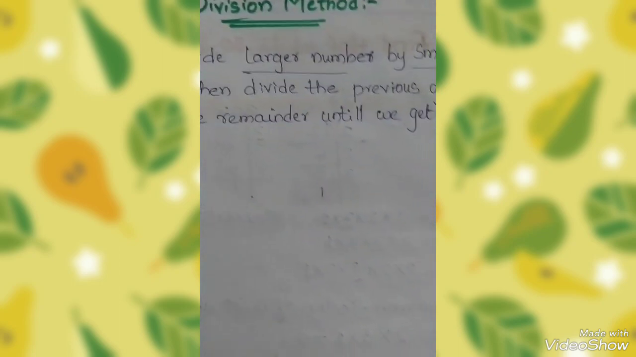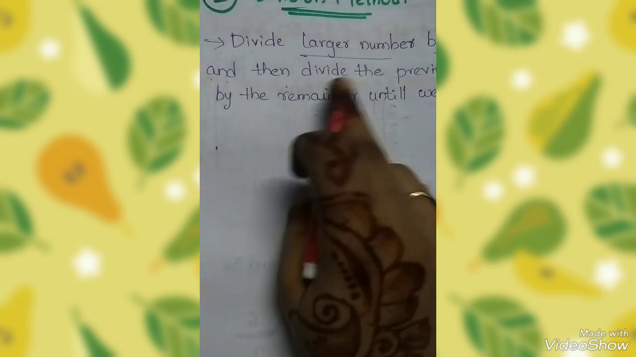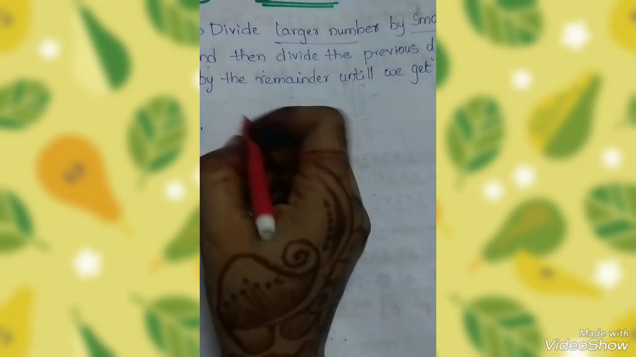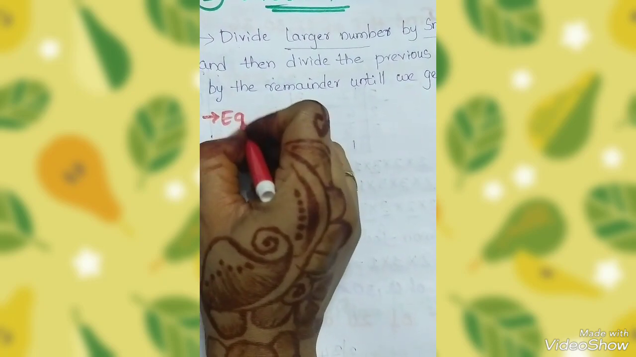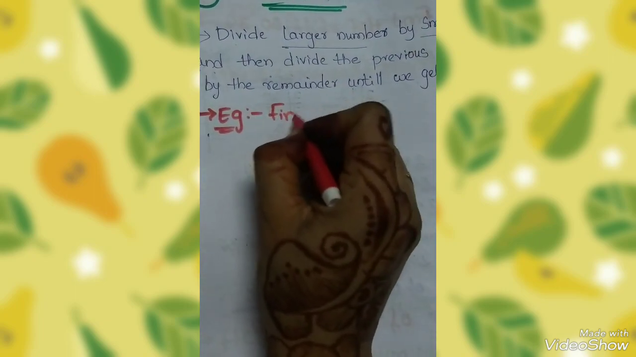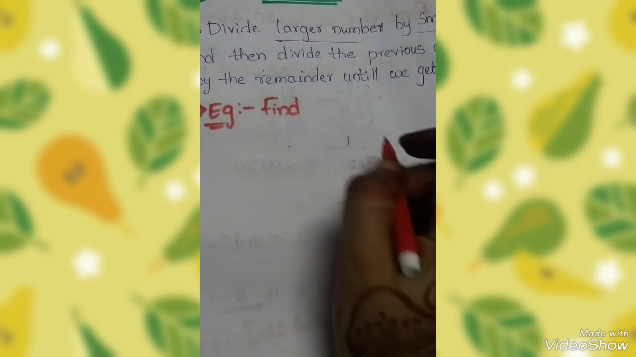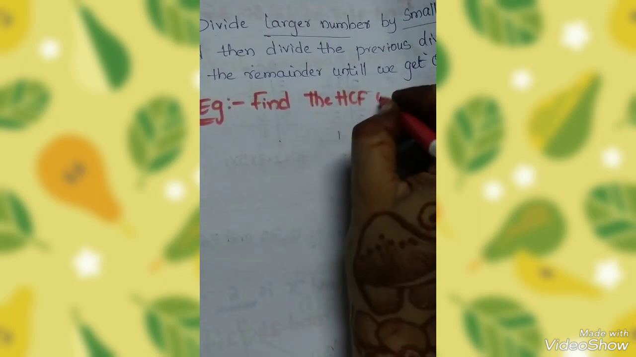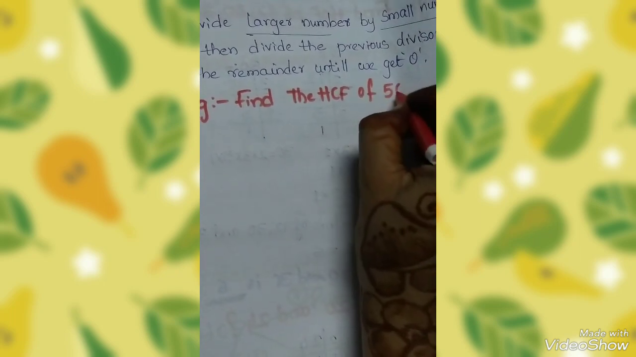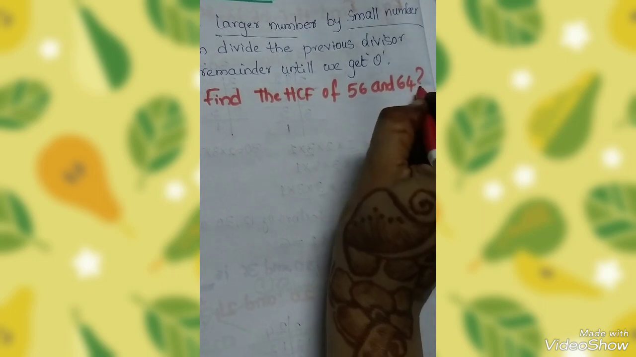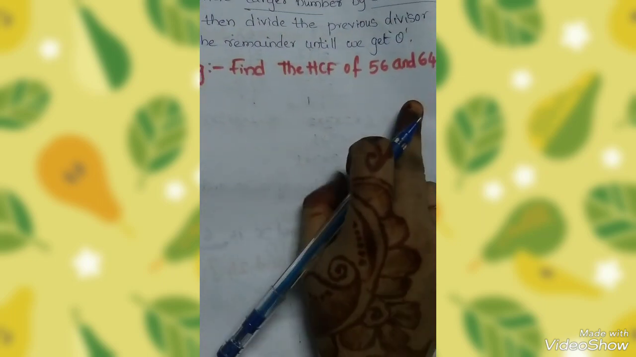I will show by example. If you don't understand the process of the division method like this, you can easily understand by example. Find the HCF of 56 and 64. See, children, find the HCF of 56 and 64.